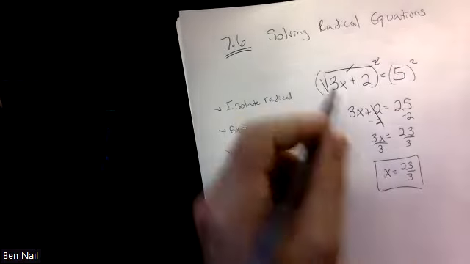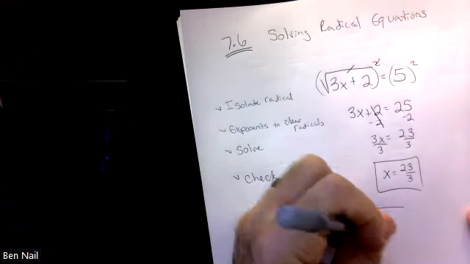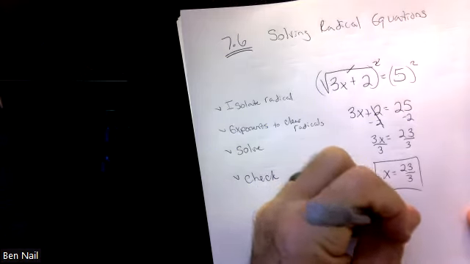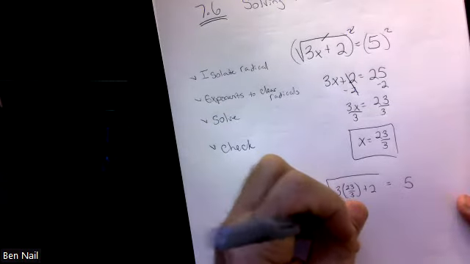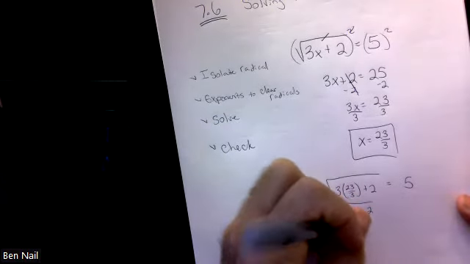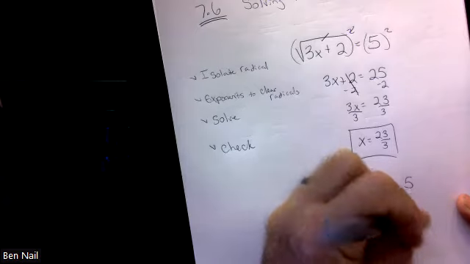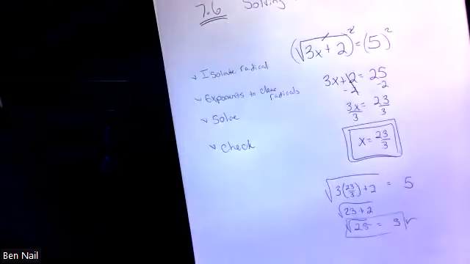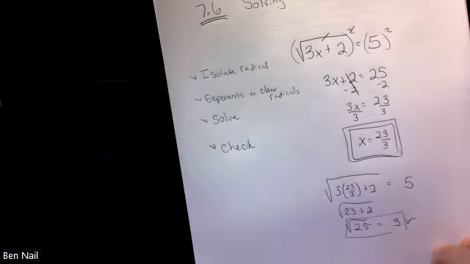In this case, if we check our solution, the square root of 3 times 23/3 plus 2 should equal 5. 3 times 23/3 is 23. 23 plus 2 is 25, and the square root of 25 is 5. That checks out. This is a good solution. Most of the time, that's going to be the case. Now, they could give you something that looks like this.